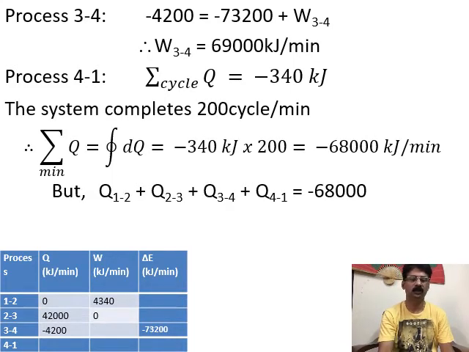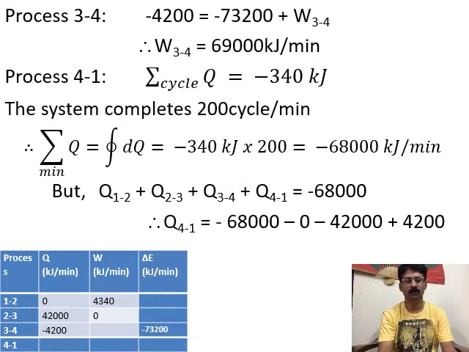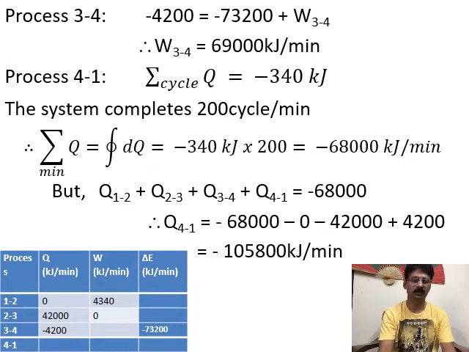So the Q also you have to calculate per minute. The system completes 200 cycles per minute. So the cyclic integral of dq per minute is minus 340 into 200, which is minus 68,000 kilojoules per minute. But what is the cyclic integral of dq in kilojoules per minute? It is nothing but q1 to 2 plus q2 to 3 plus q3 to 4 plus q4 to 1. So you can find out q4 to 1 from this, which you will get as minus 1,05,800 kilojoules per minute. So the method is proper. You may cross check and verify the answers.